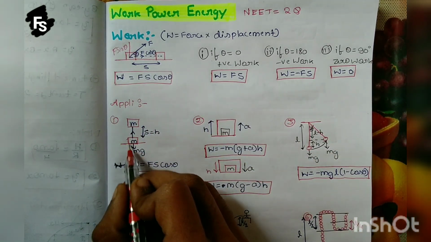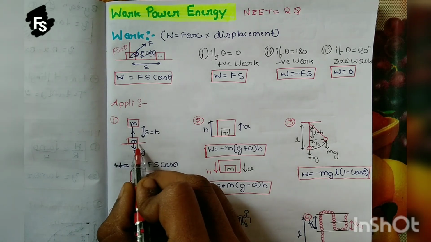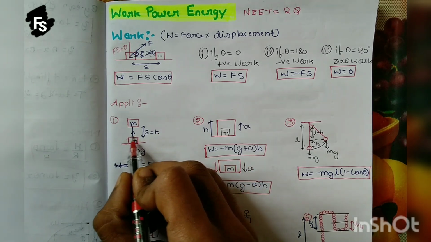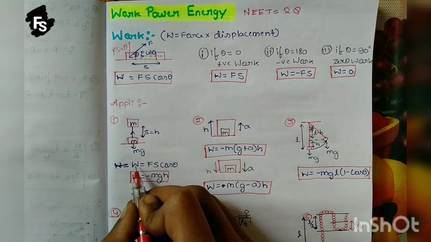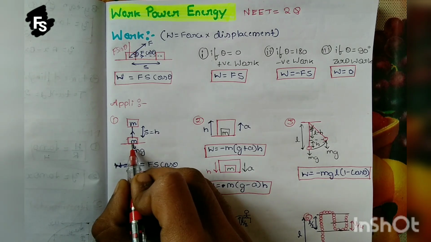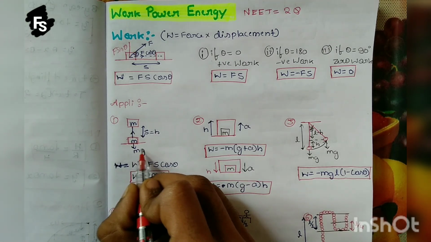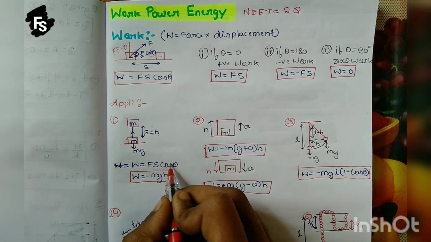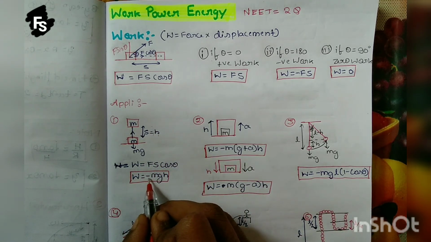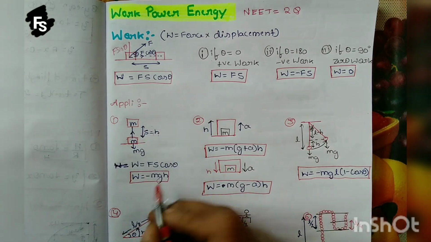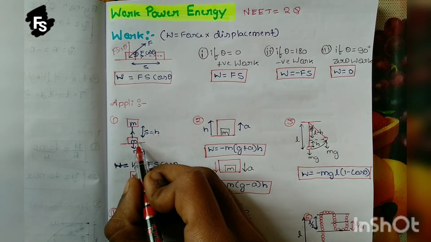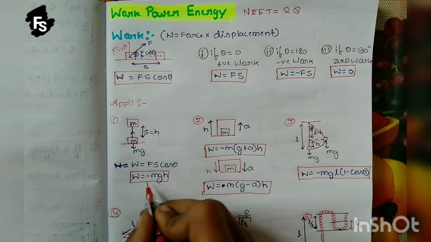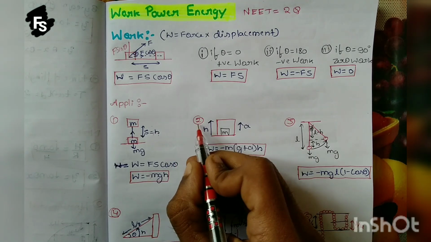First application: if mass m is lifted from the ground to height h, then what is the work done on bringing this mass from here to here? Work done is equal to Fs cos theta. What is the force here? Force is equal to mg, mass into acceleration, so mg. Then s means height h. So work done is equal to minus mgh. Minus is due to it acting opposite to the gravitational field. See here, it is lifting upward, meaning opposite to the gravitational field. So this negative sign.